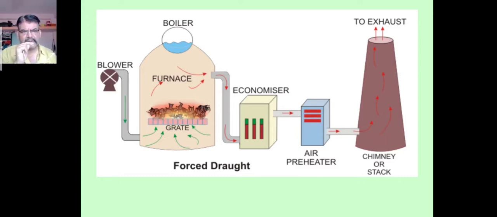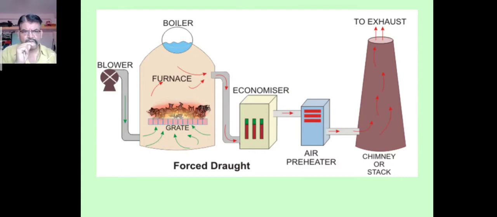So the economizer and air preheater are boiler accessories that play their corresponding roles. But in this case, the draught force is applied to whatever flue gas is created inside the furnace of the boiler. It goes through the economizer, through the air preheater, and then to the chimney or the stack, and is released into the exhaust.